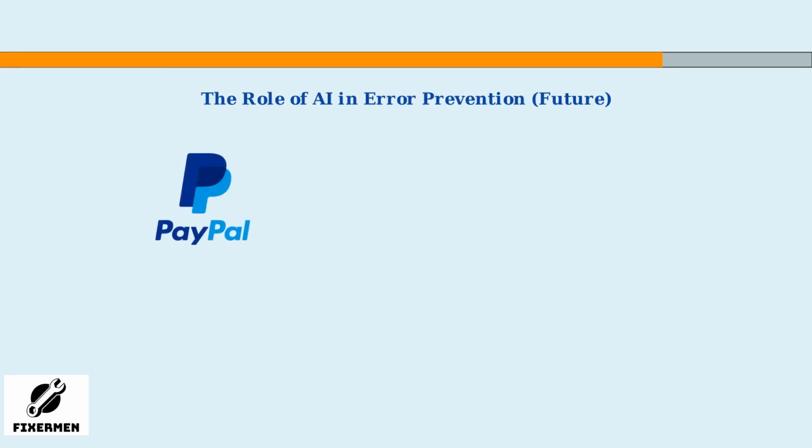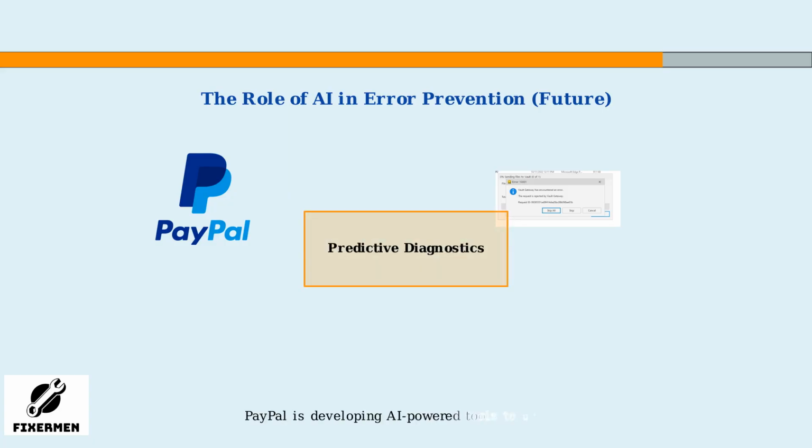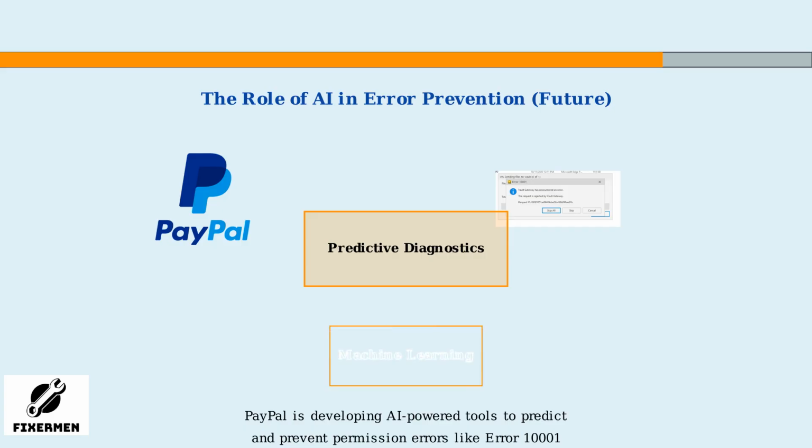Looking ahead, PayPal is integrating artificial intelligence to revolutionize error prevention. The company plans to deploy predictive diagnostics powered by machine learning algorithms. These AI systems will automatically scan code and configurations for potential permission mismatches that could trigger error 1001. By using machine learning, the diagnostics will learn from past errors and flag issues before deployment, making integrations more reliable. This proactive approach will help developers avoid common pitfalls and ensure smoother PayPal API implementations in the future.